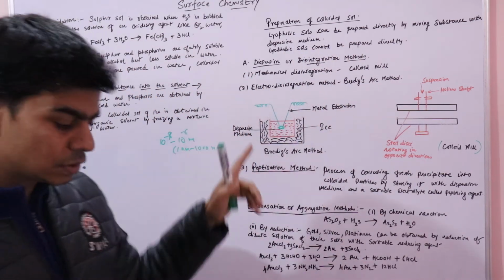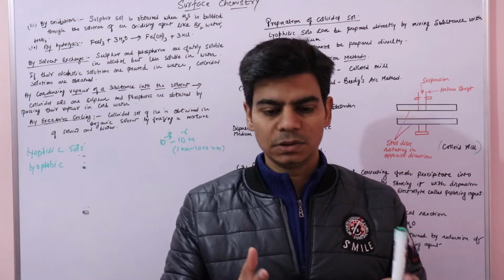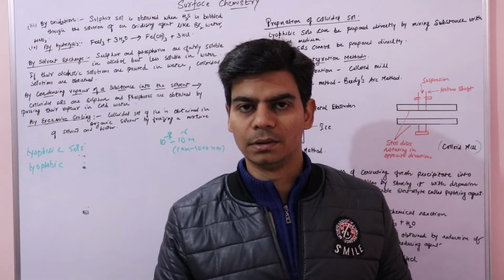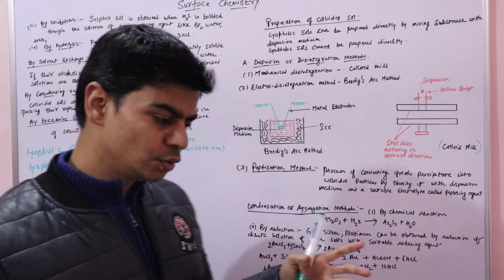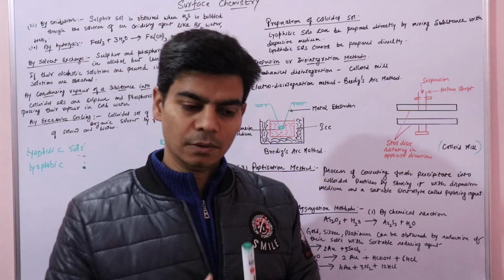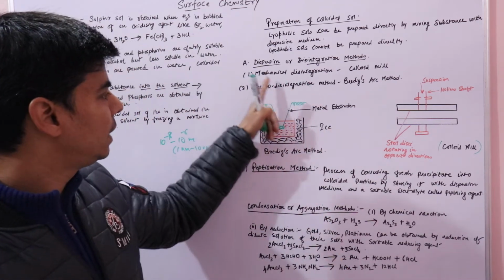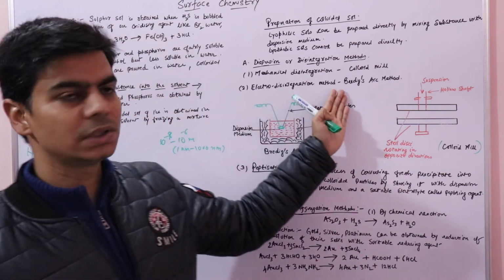So what ways can we employ? If we break the particles using a machine, we call it a mechanical method or mechanical disintegration method, right? And if we are using electricity to break bigger particles into smaller particles, we call it the electrodisintegration method, because we are using electricity to break bigger particles into smaller particles.